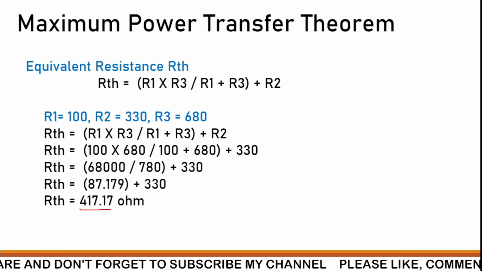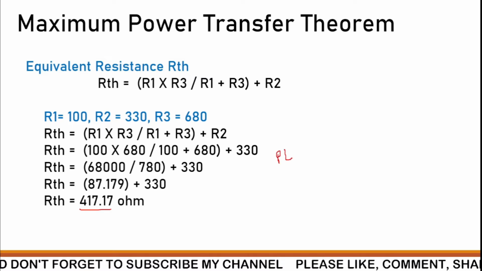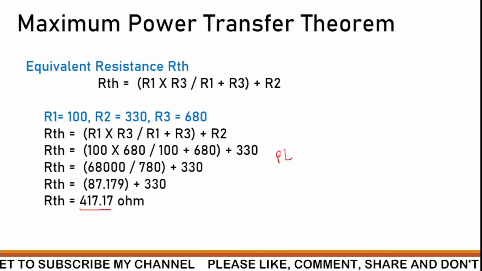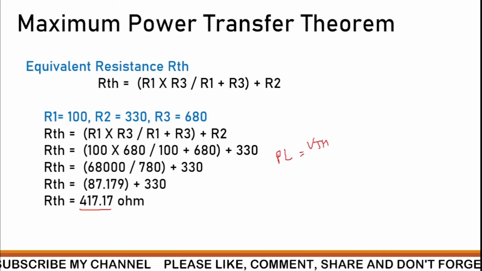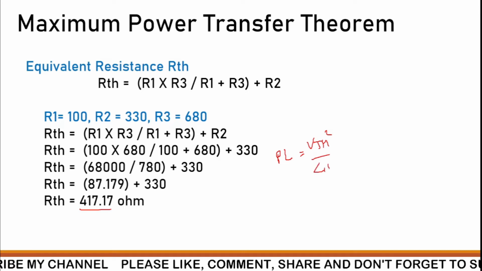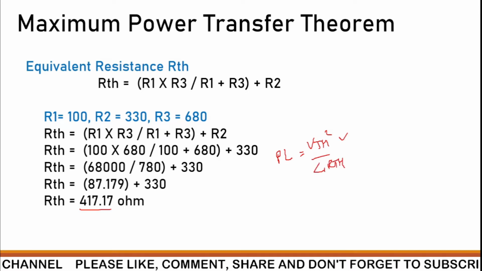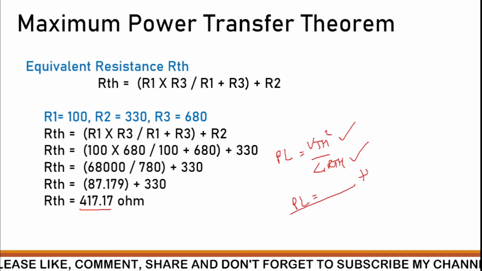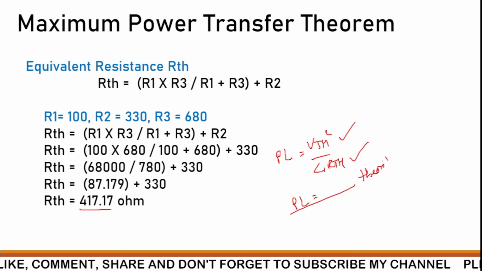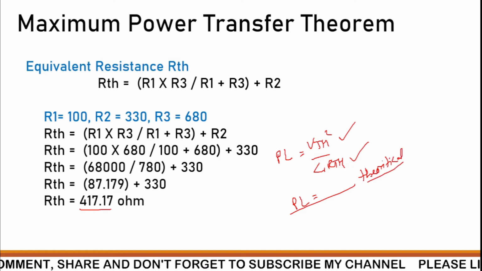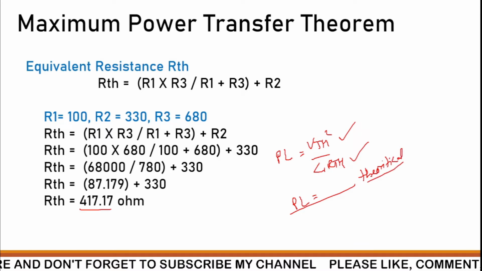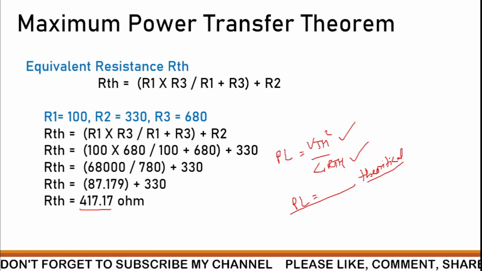417.17 ohm. So from this you can calculate PL. So you have the formula of the PL as VTH square upon 4 RTH. So as you know VTH, as you know RTH, you can calculate the PL theoretically. So I am keeping it as it is for calculation at your end. So do the calculation, then we are going to see how it is done experimentally.